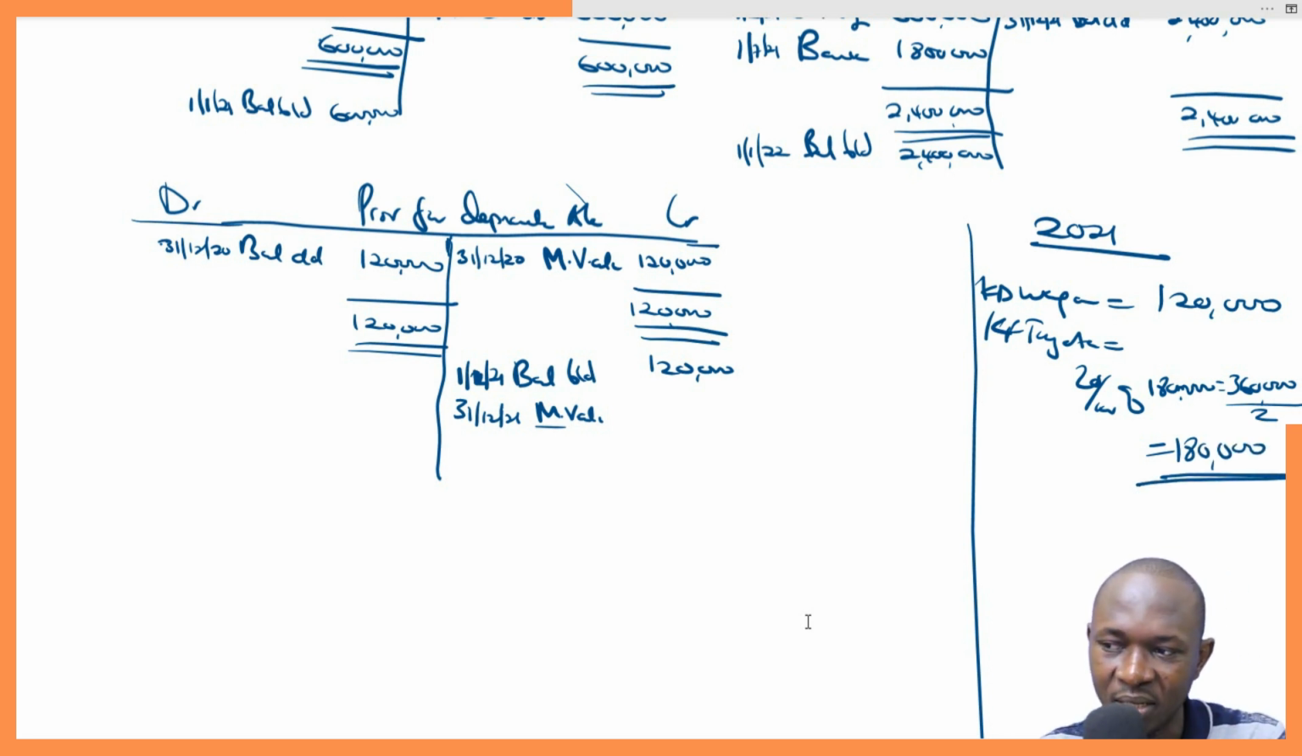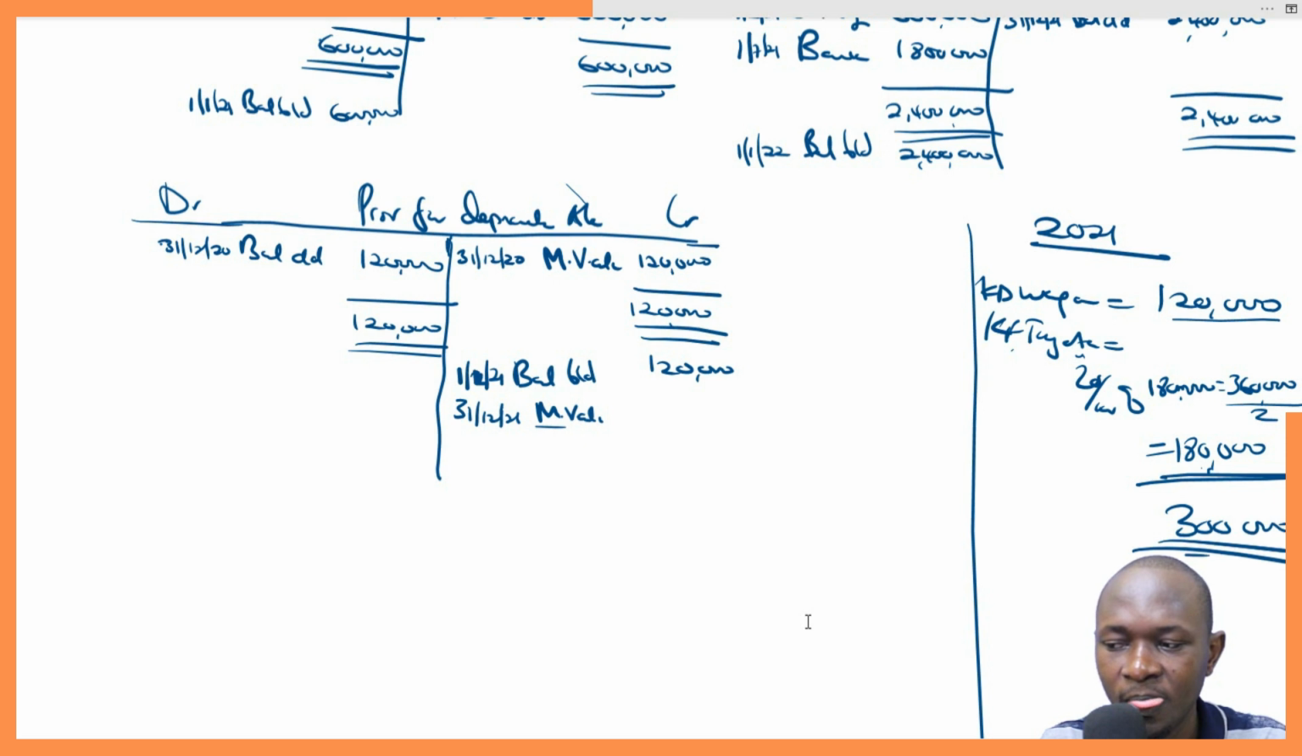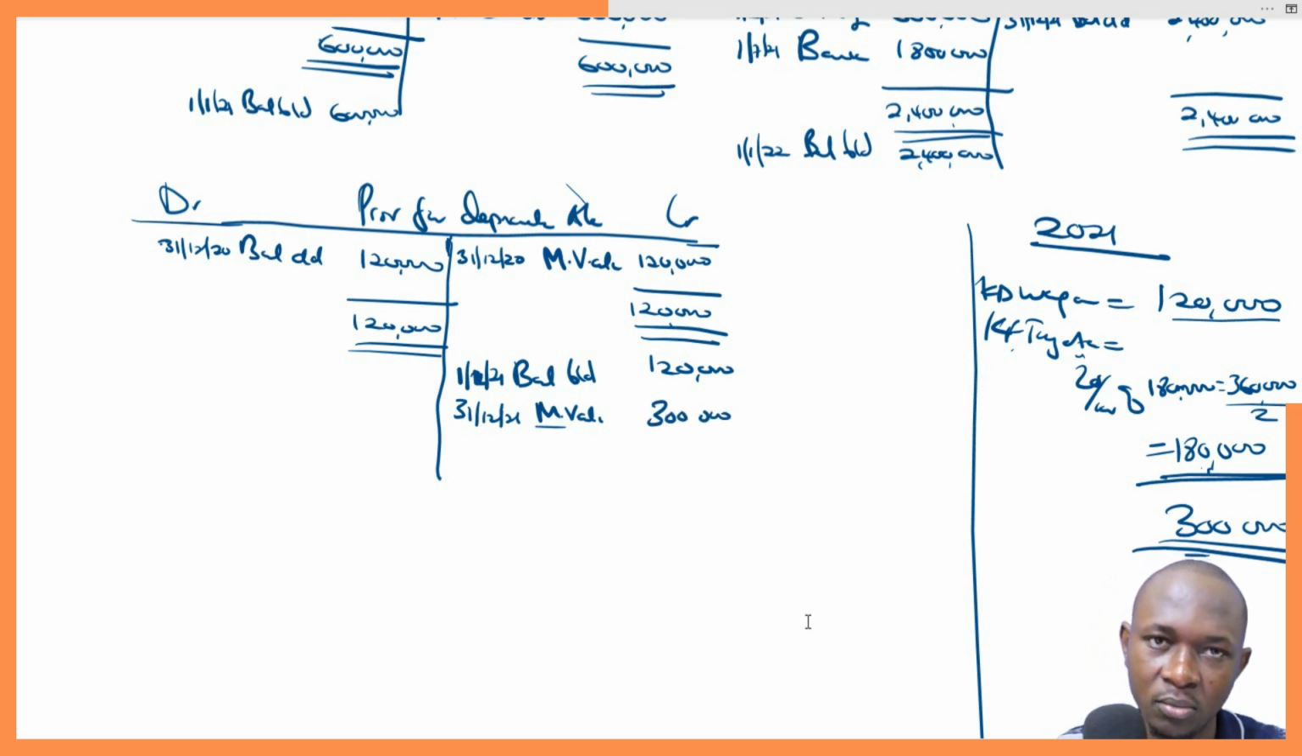So what does this mean? That in 2021, the KD wagon, the first vehicle, depreciated by 120,000. KF Toyota depreciated by 180,000. So the total depreciation for 2021 was 300,000 for the 2 vehicles. So we'll come here and say motor vehicle account depreciation is 300,000. 120 for KD wagon, 180 for KF Toyota, which is half of the year that it was used.